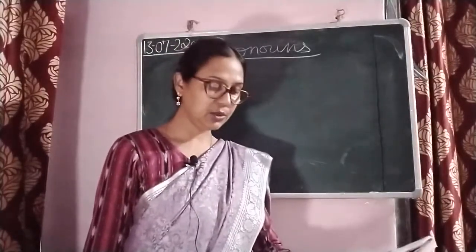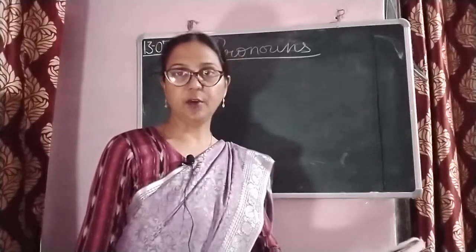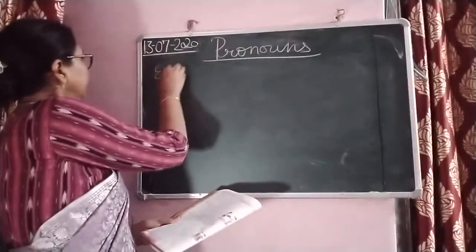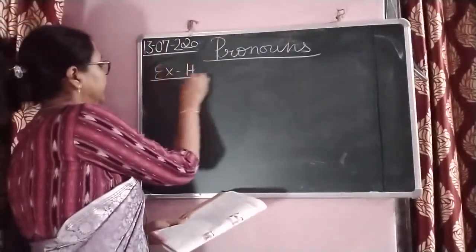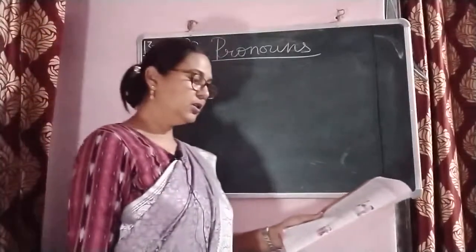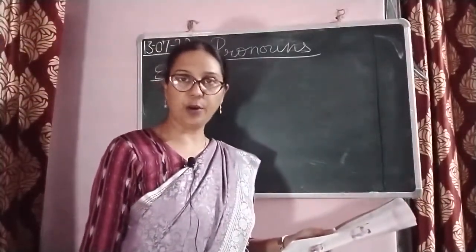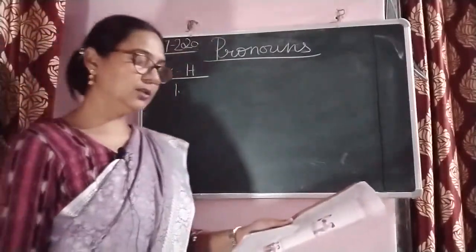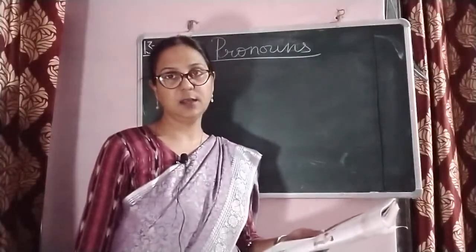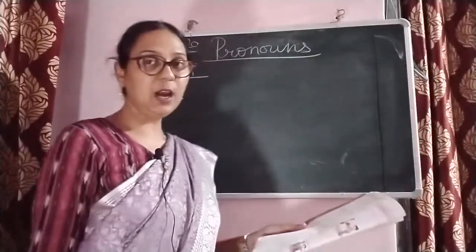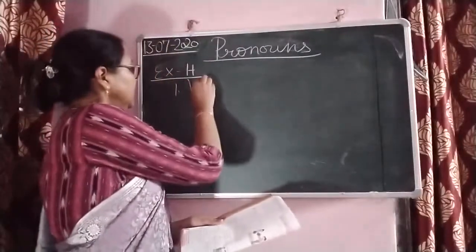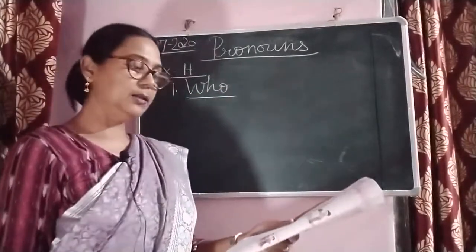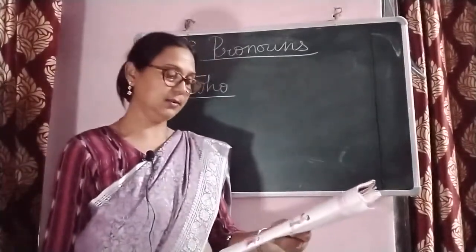Exercise number H. You can find it on page number 40. Exercise number H. Fill in the blanks with suitable interrogative pronouns. First is, dash is the new teacher in your class. So what are we going to use over here? We are going to use who. Who is the new teacher in your class?